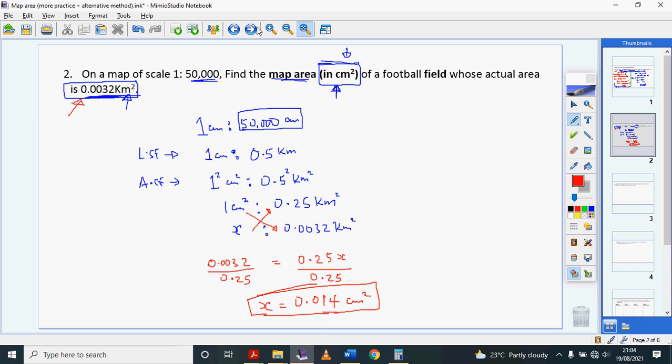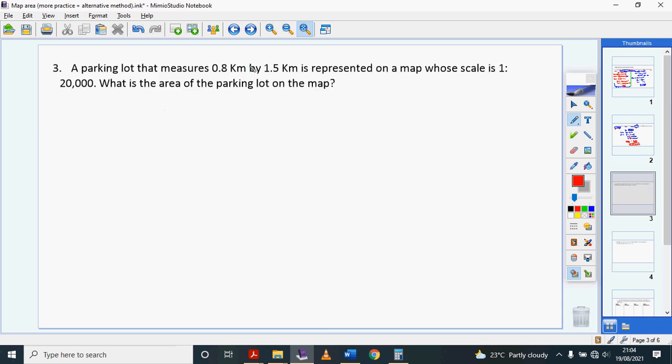Okay, another example. A parking lot measures 0.8 kilometers by 1.5 kilometers and is represented on a map whose scale is 1 to 20,000. What is the area of the parking lot on the map? Again, we have kilometers and we have centimeters because the scale is in centimeters. All I need to do is write the scale in a way that it compares centimeters to kilometers.